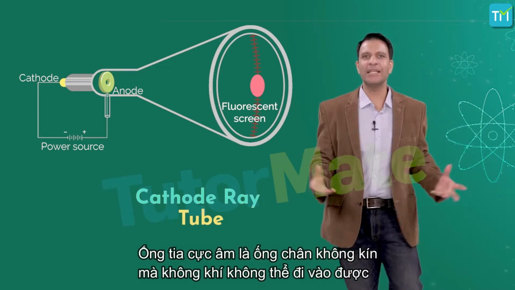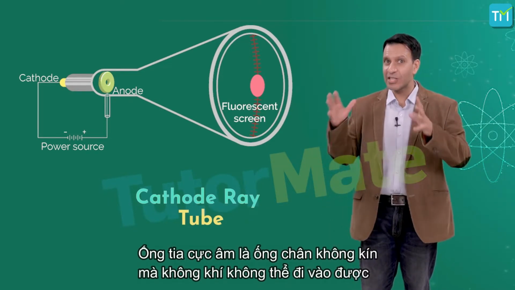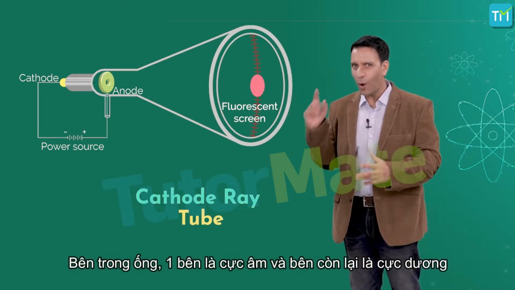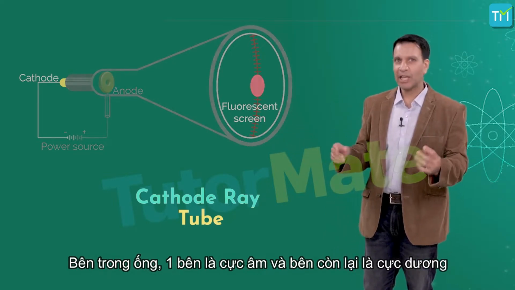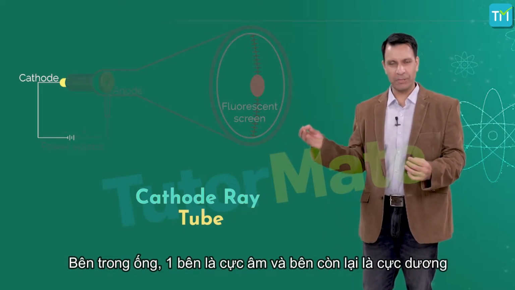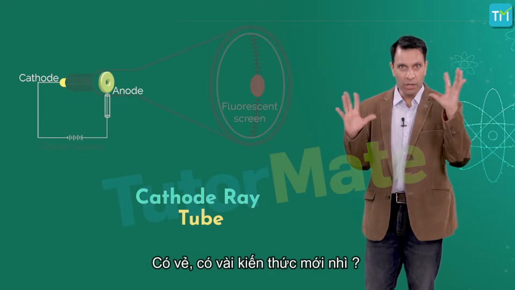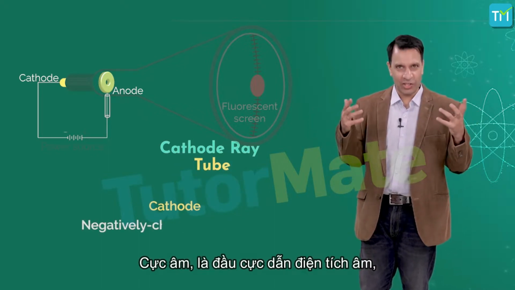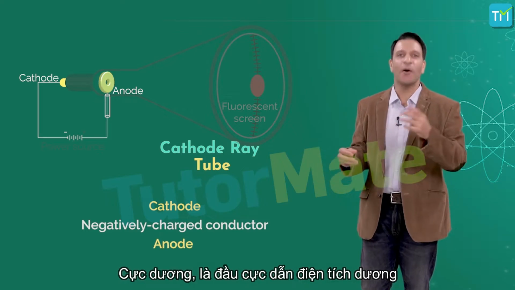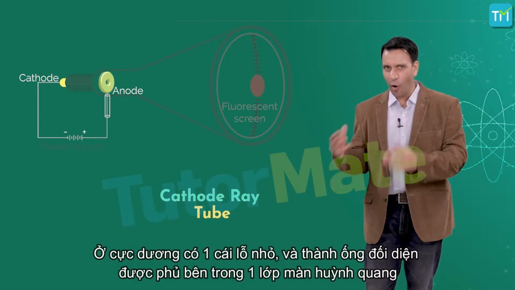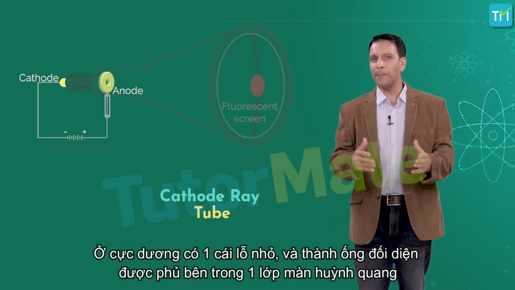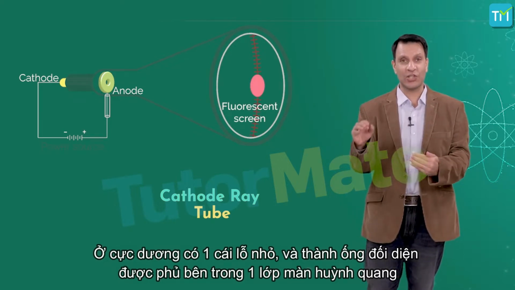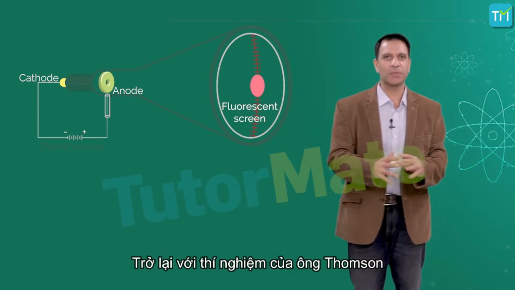A cathode ray tube is a vacuum sealed tube that does not allow air to enter it. Now, inside the tube, on one side, a cathode is placed, and on the other side, an anode is placed. Okay, wait, so some new terms, is it? Now, before you start wondering, the cathode is a negatively charged conductor and the anode is a positively charged conductor. And the anode has a small hole and its opposite wall of the tube is coated with fluorescent material from the inside. Got it? Back to Thomson's experiment.